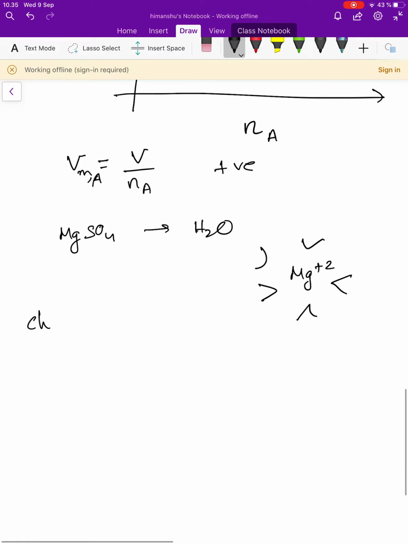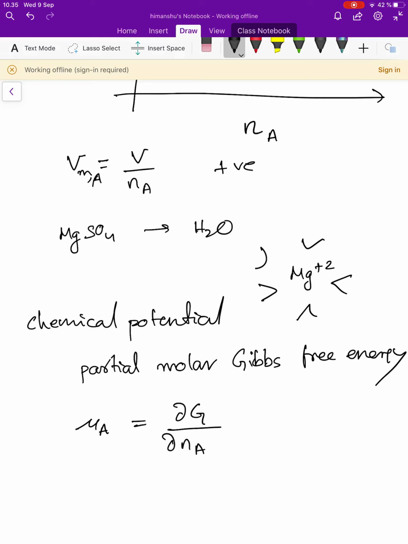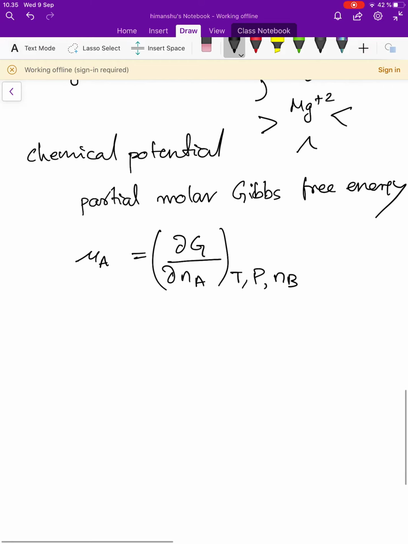The chemical potential, which we will define now, is the partial molar Gibbs free energy in a mixture. And it is defined in the following way. The symbol is mu. The chemical potential mu is the partial derivative of the total Gibbs free energy with respect to the number of moles of A, while keeping the temperature, pressure, and the number of moles of B constant. Remember, we are talking about a binary mixture here.